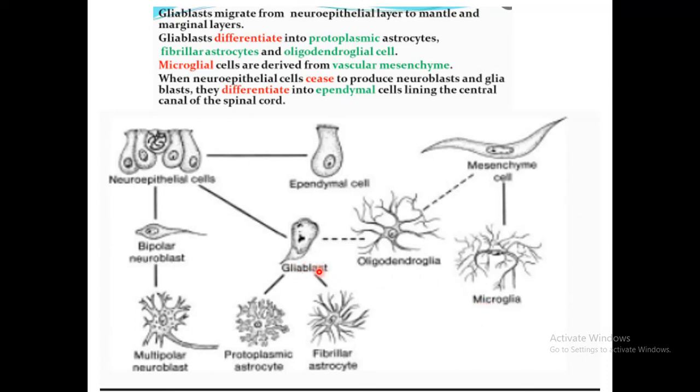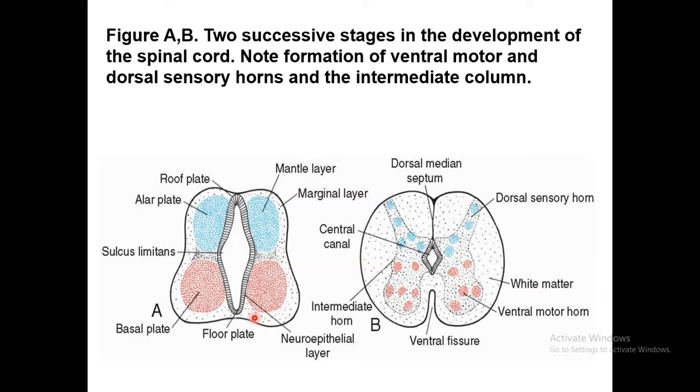These cells are ectodermal in origin, while the mesenchymal cells give rise to the microglial cells, which act as the macrophages of the brain. The macrophages of the brain are the microglia and they are mesodermal in origin, while all other cells are ectodermal in origin. It is a very important question from the exam point of view.